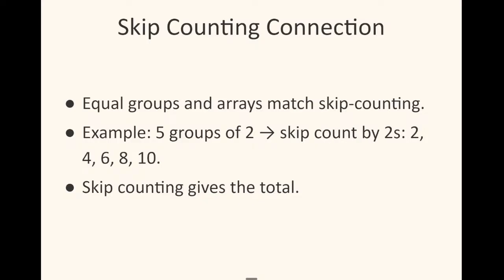So skip counting and multiplication can work together. So for example, if you have 5 groups of 2, then you can use the 2 columns and skip count 5 times. So it would be 2, 4, 6, 8, 10, and then 10 would give you your product. Skip counting can help us find the total without counting each object individually.